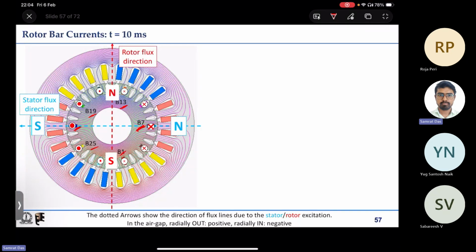Now the rotor flux direction is indicated. Because these are dot, the left hand side conductor bars have dot current. So again applying the right hand rule, you can see that the thumb points upward, which means upward will be the direction of the flux lines because of the rotor. Now we have to look at the rotor surface. On the top side flux lines are coming out, that is why the rotor surface has north pole and the stator surface has south pole.